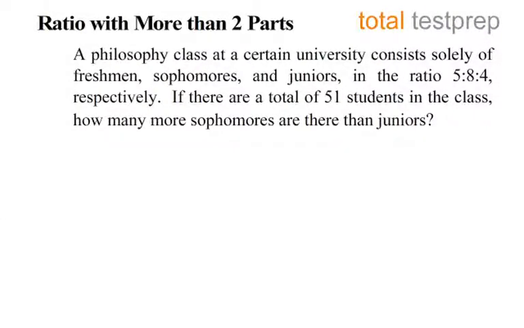Take a look at this question. A philosophy class at a certain university consists solely of freshmen, sophomores, and juniors in the ratio 5 to 8 to 4, respectively. If there are a total of 51 students in the class, how many more sophomores are there than juniors? So there are 3 parts to this ratio. We'll set it up the way we do when we have more than 2 parts.